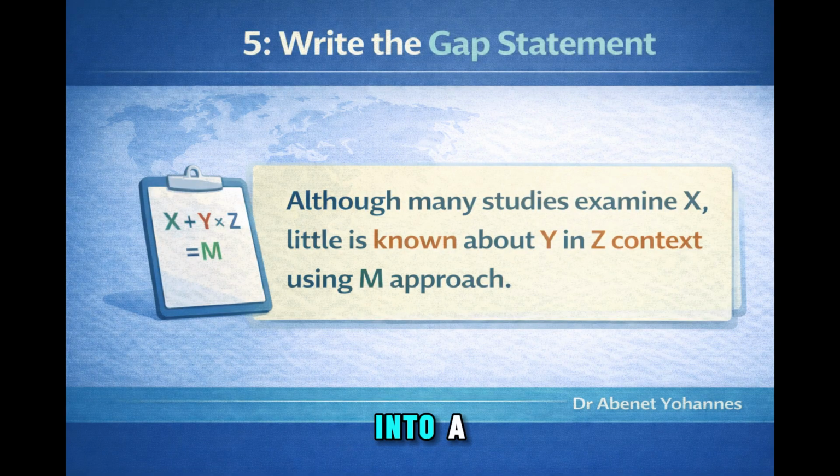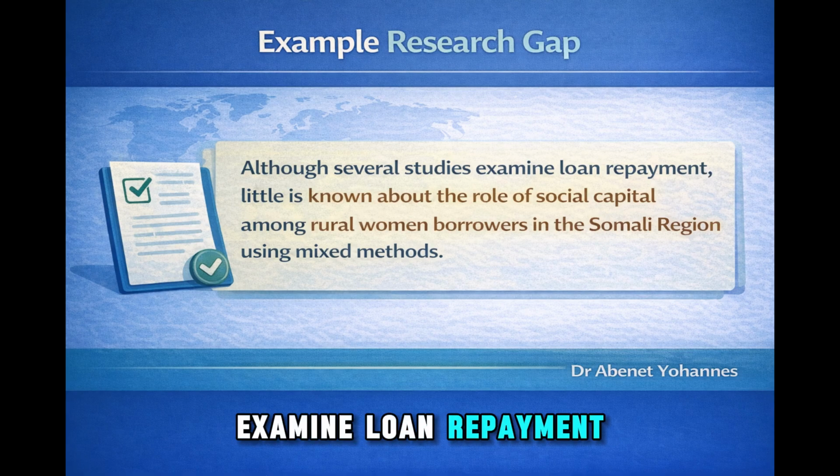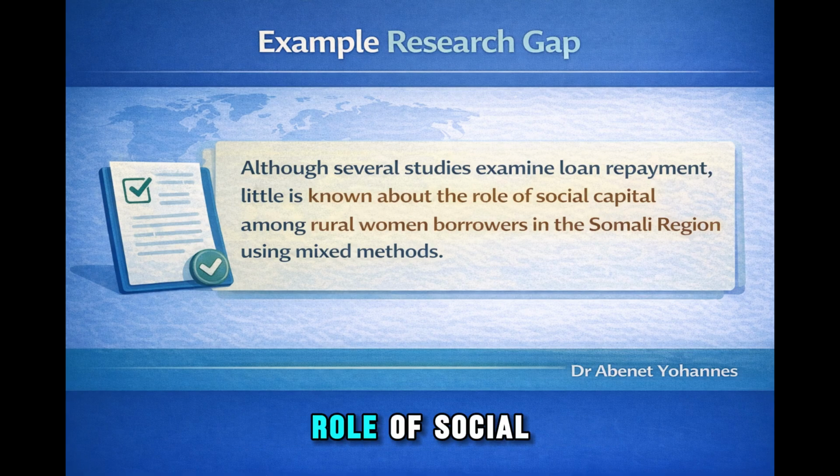Turn the gap into a research problem. Once you identify a gap, convert it into a research problem using this simple formula. Although studies have examined X, little is known about Y in Z context. For example, although several studies examine loan repayment, little is known about the role of social capital among rural women borrowers in the Somali region using mixed methods. That single statement can form the backbone of your proposal.